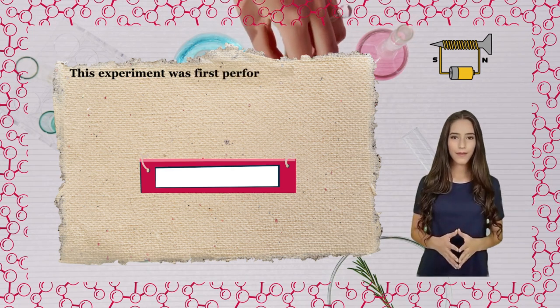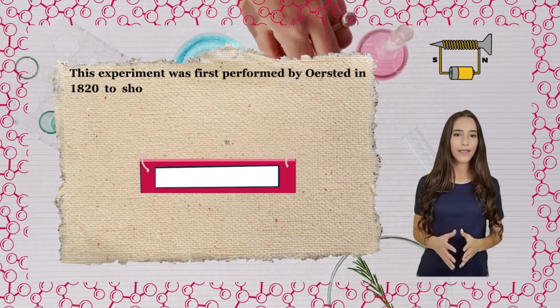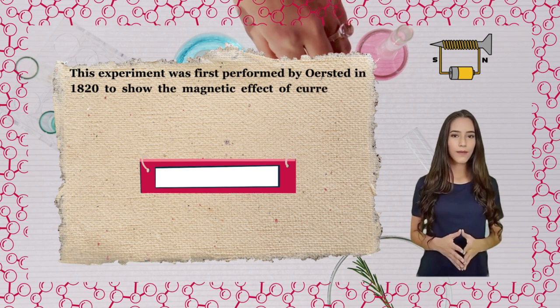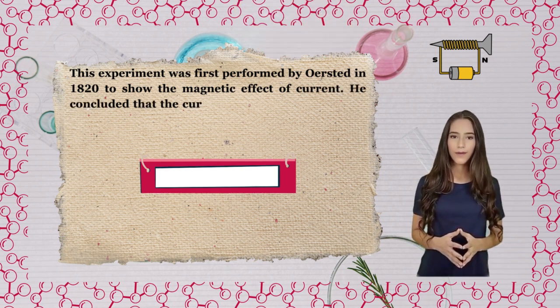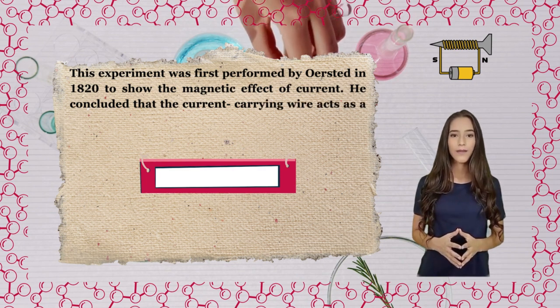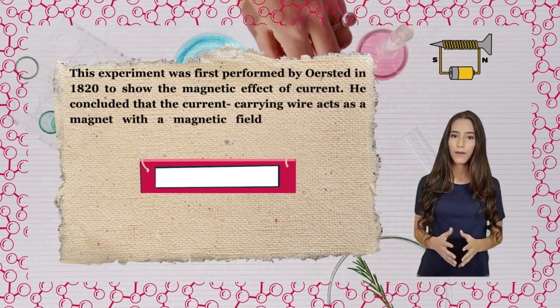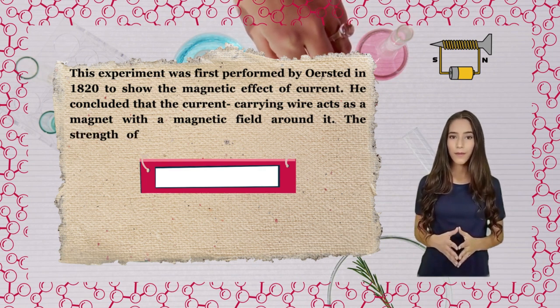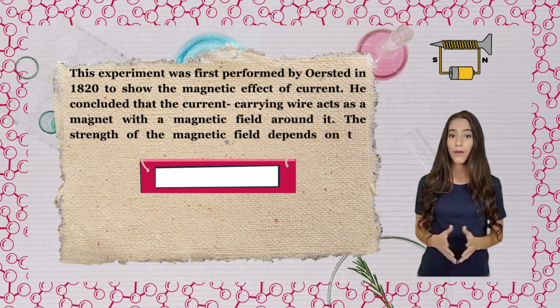This experiment was first performed by Oersted in 1820 to show the magnetic effect of current. He concluded that the current-carrying wire acts as a magnet with a magnetic field around it. The strength of the magnetic field depends on the strength of the current.